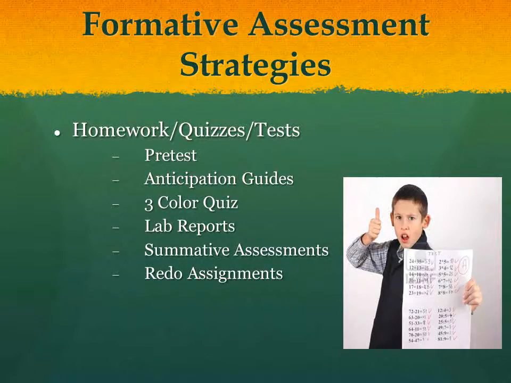Number one, you can use pretests to test prior knowledge of what students know. Anticipation guides are very similar to this too, just it's more a discussion format than a written down thing. There's something called a 3-color quiz where you use 3 different colors. The first color is for the student to write down what they personally know. Then they get with the group, and with the second color write down what they know as a group. And then as a whole class you go over it and write down in the third color what it would be.